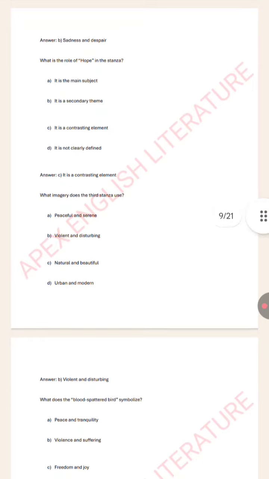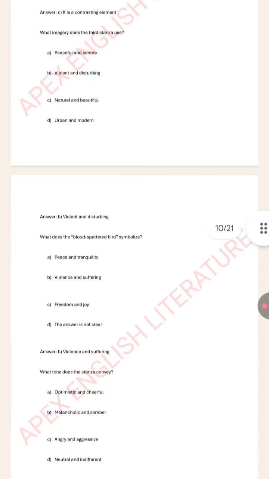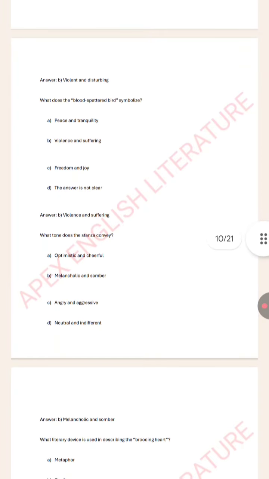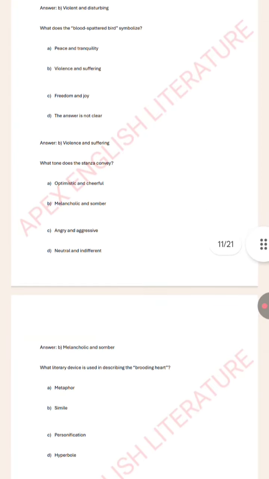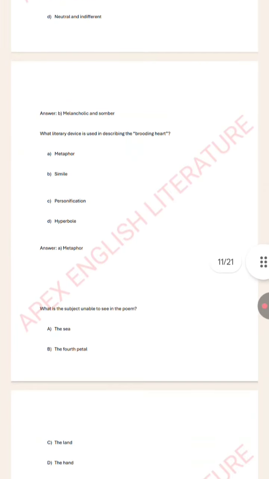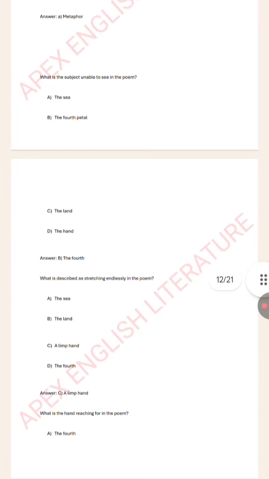What is the role of hope in this stanza? It is a contrasting element. What imagery does the third stanza use? Violent and disturbing. What does the blood spattered bird symbolize? Violence and suffering. What tone does the stanza convey? Melancholic and somber. Which literary device is used in describing the brooding hurt? Metaphor.